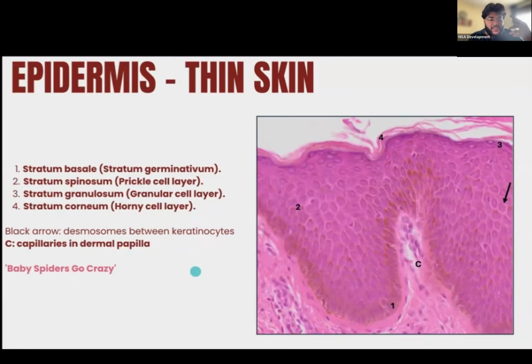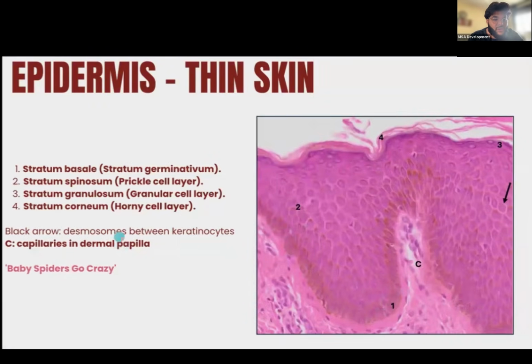It has your stratum basale, which is your deepest layer. It is a single row of cells. It has the stem cells, melanocytes, and Merkel cells. Then you have your stratum spinosum. It is the layer right above your stratum basale. It has a spiny appearance because of your desmosomes, and it also has Langerhans cells over here.